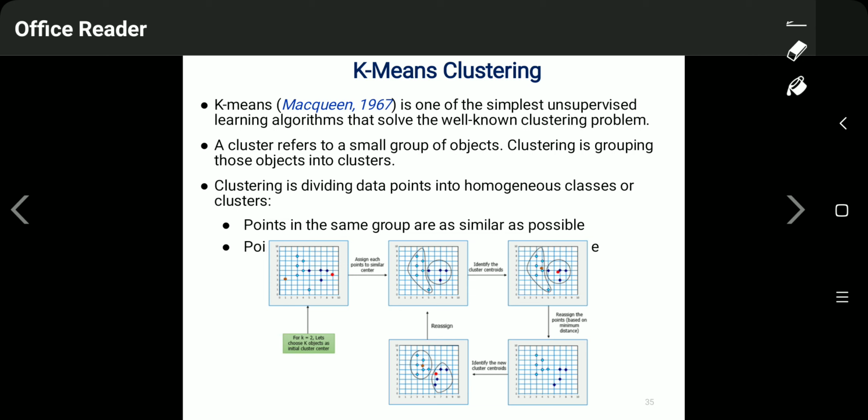Now again we find the distance between all the points and these two centroids, and the points which come closer are added to the same cluster. Just see here, the sizes of these two clusters have changed. Once we have formed these two clusters, we again calculate the centroids, and again we get different clusters. This process is repeated until the clusters no longer change. Finally we can say these are the final clusters obtained using K-means clustering.